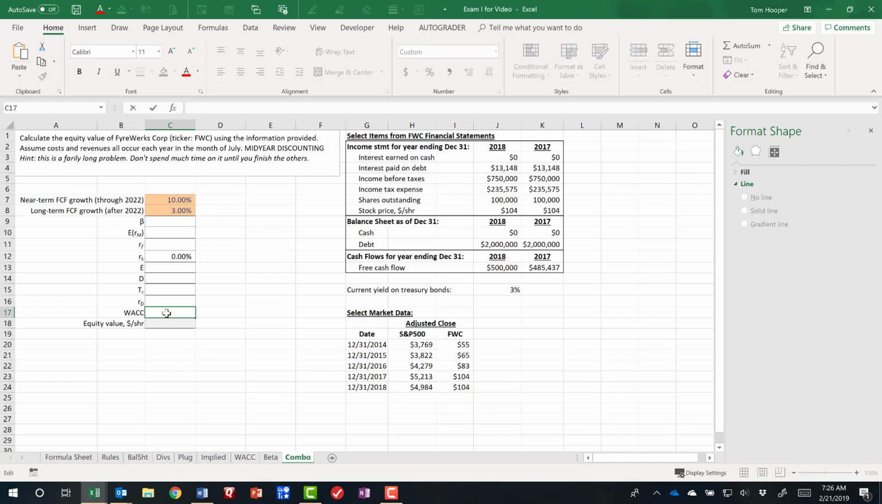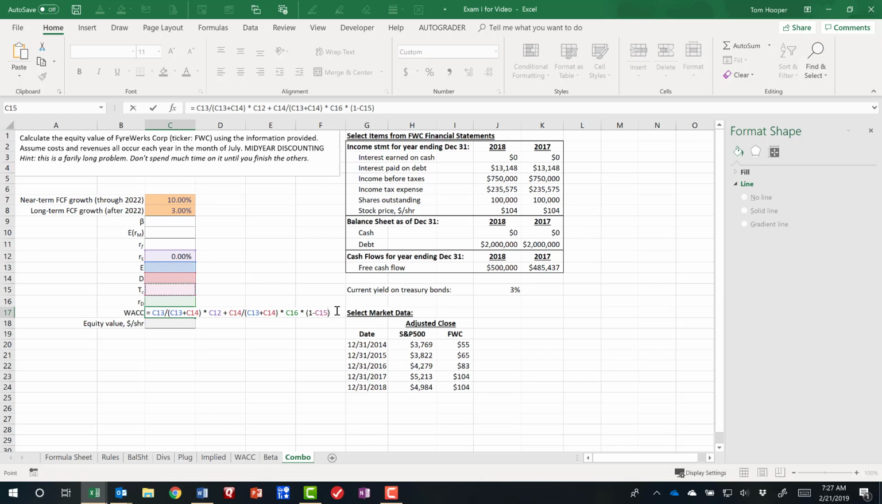Put that in here, F2, and paste. E's going to go there, and again, and again. D's going to go there, and again, and again. R sub E, go there. R sub D, go there. T sub C, we're going to go there.